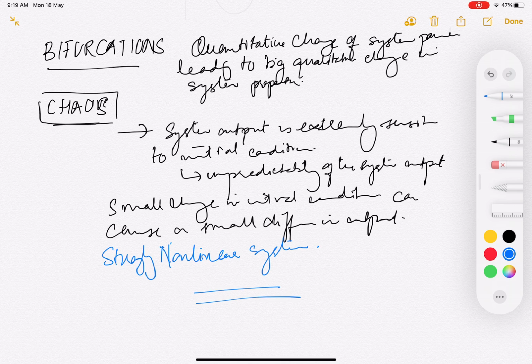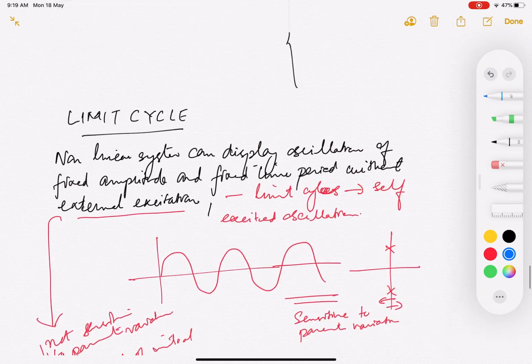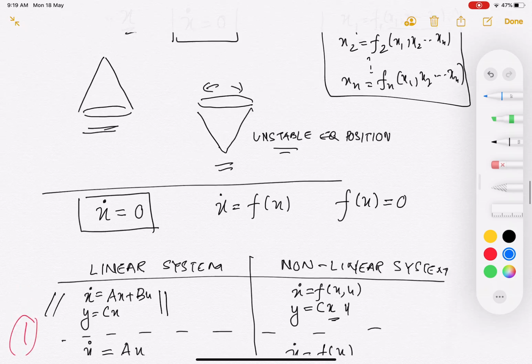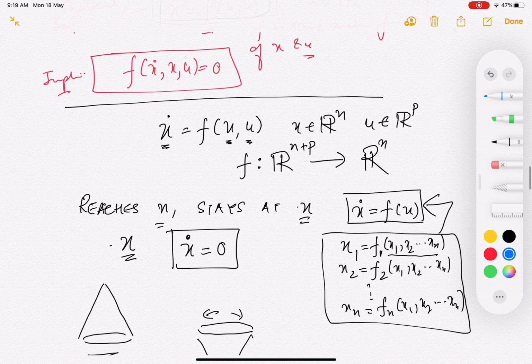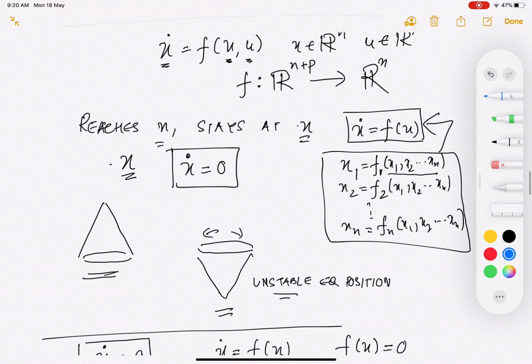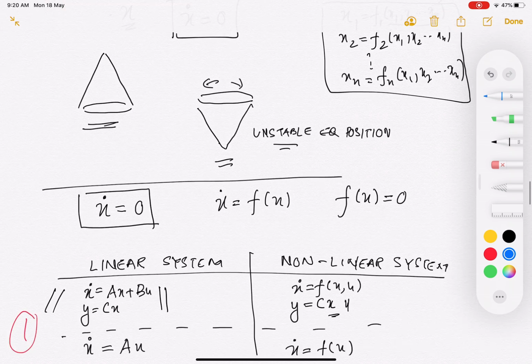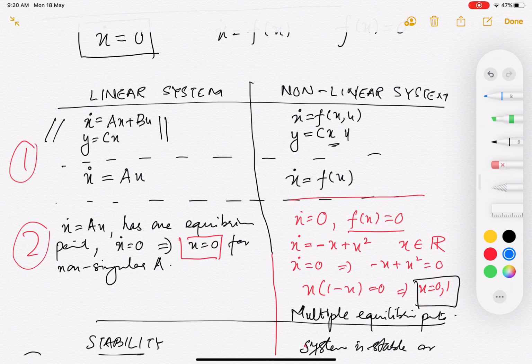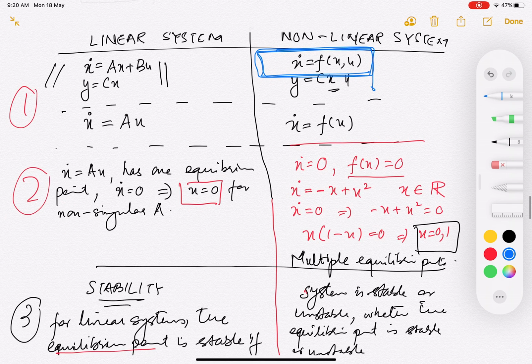So this is the end of this lecture. To sum it up, we have seen a number of things today. We saw the concept of equilibrium point, the point where the state velocity becomes zero. And then we also saw the notation for nonlinear systems: x dot is equal to f(x, u). This is not a general notation, but it is fine for our purpose. And then we tried to distinguish between linear and nonlinear system properties.